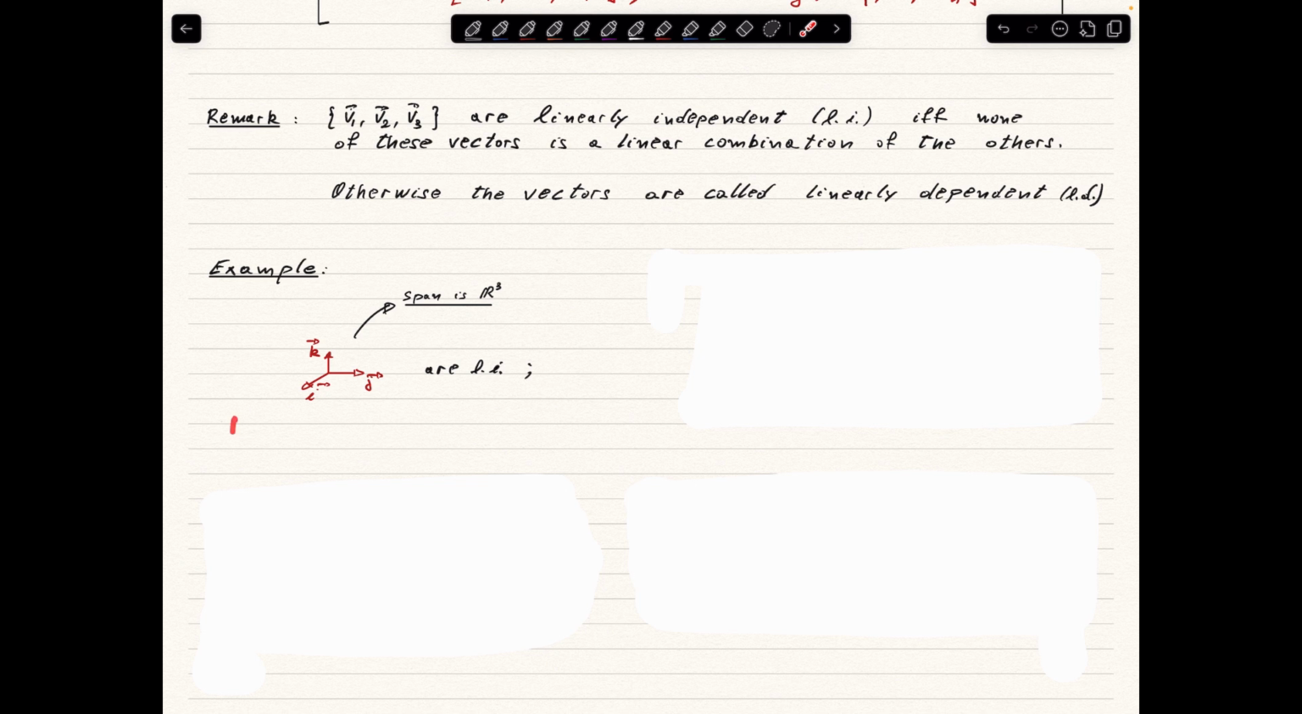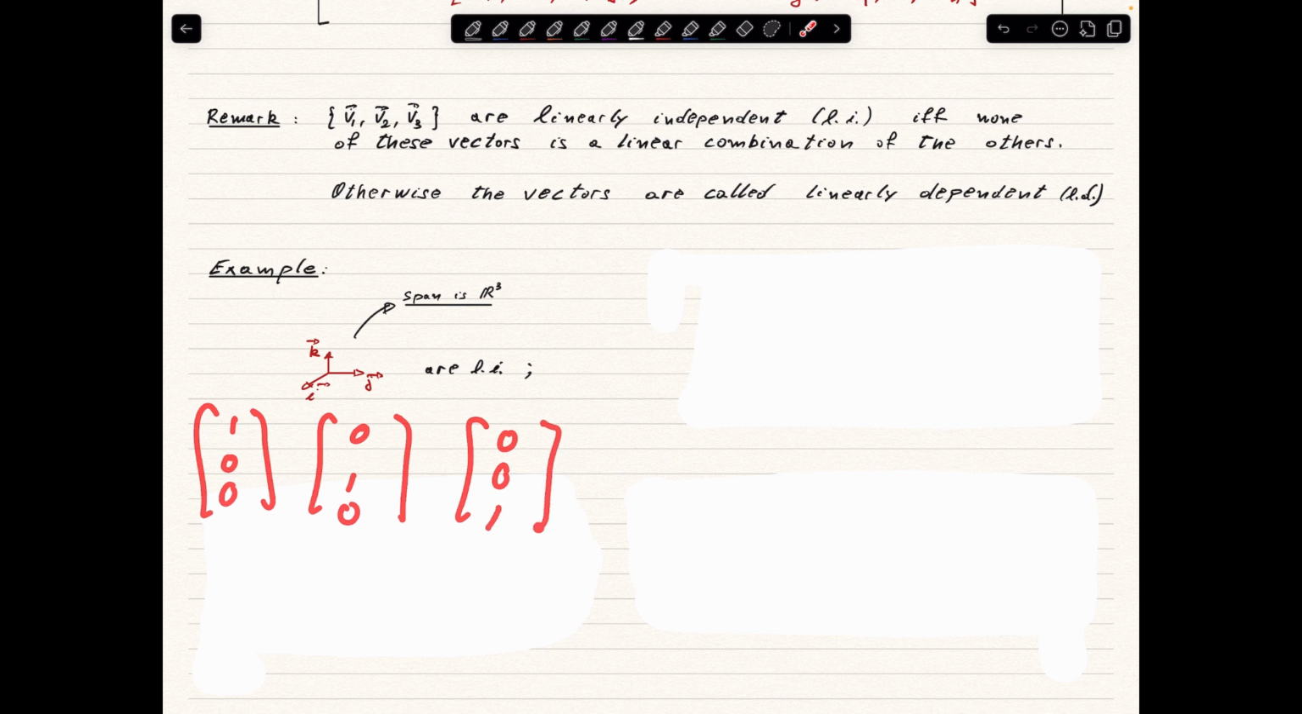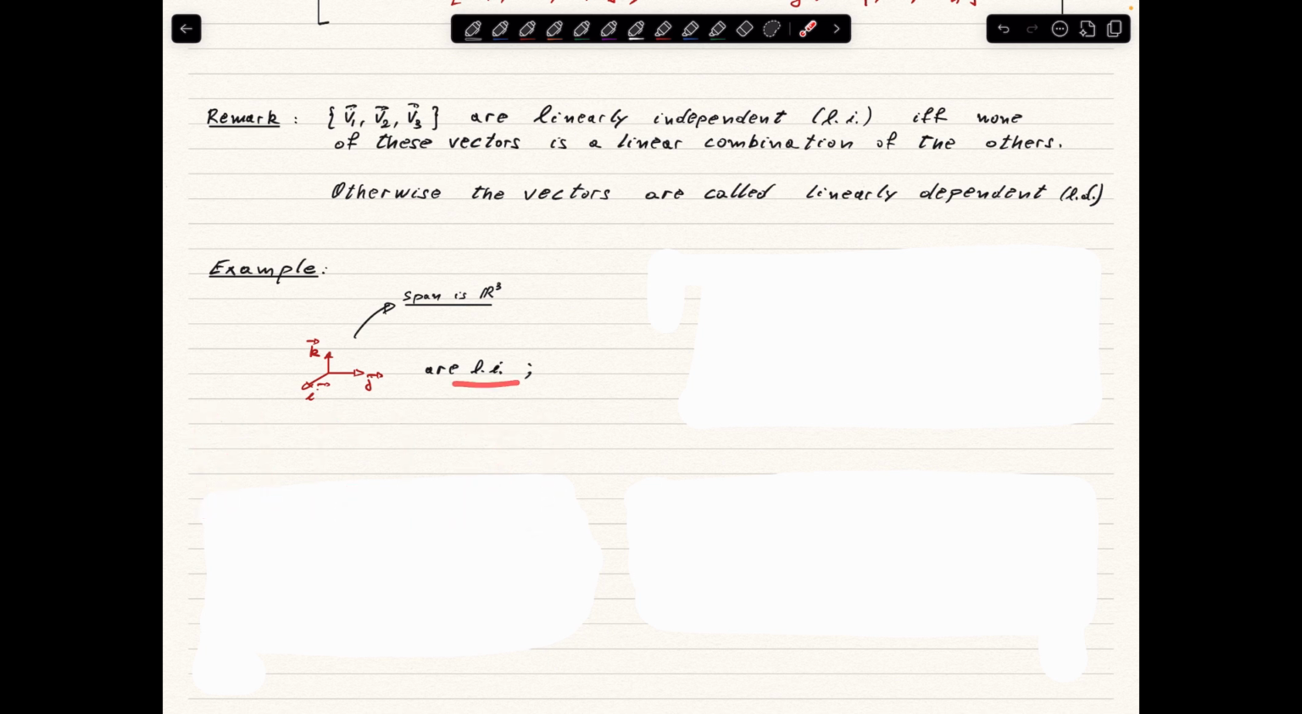These are the vectors with components 1, 0, 0; 0, 1, 0; and 0, 0, 1. These are linearly independent because none of these vectors is a combination of the other 2, because they are all perpendicular. But what are vectors that are linearly dependent? Well, when these 3 vectors belong to the same plane.